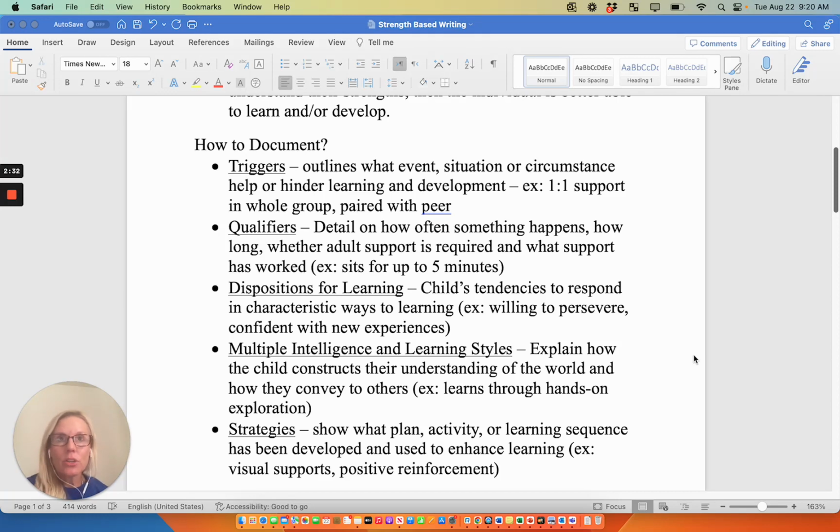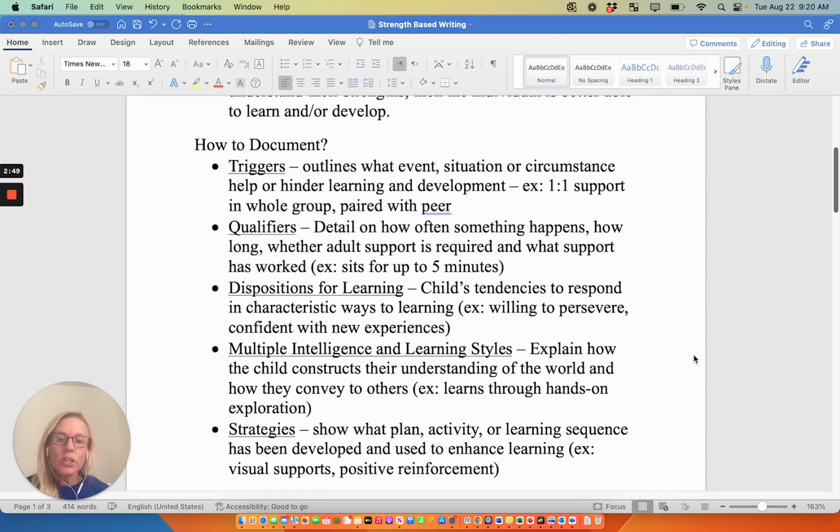Multiple intelligences and learning styles. How do they construct their understanding of their world? And how do they convey that to others? Do they learn through hands-on exploration? Do they learn better from music? Do they give you information more when they're moving? What is their learning style?